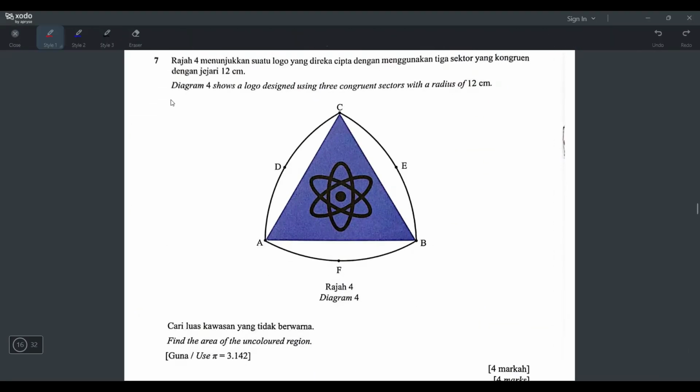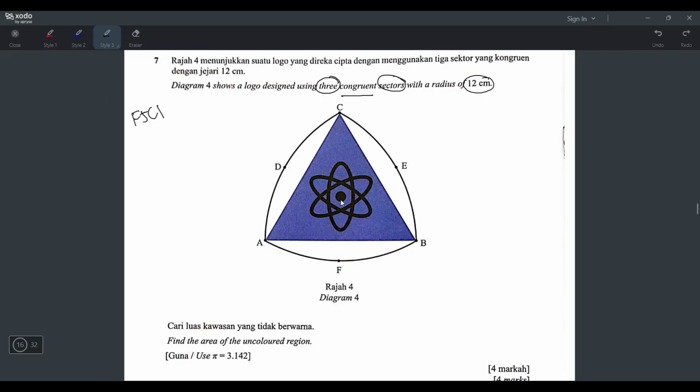Okay, let's continue. Number 7. Diagram 4 shows a logo designed using three congruent sectors with a radius of 12 cm. Okay, I think this is from Form 5 chapter 1. Yeah, the circle chapter, right? It's called circular measure. Okay, they mention about congruent here. So what is congruent? Congruent means same size, same shape. And there are three sectors that are same size, same shape here with radius 12 cm.